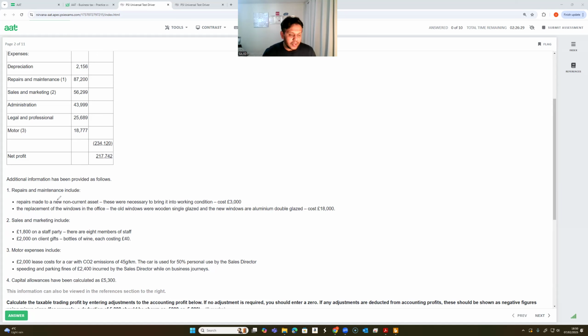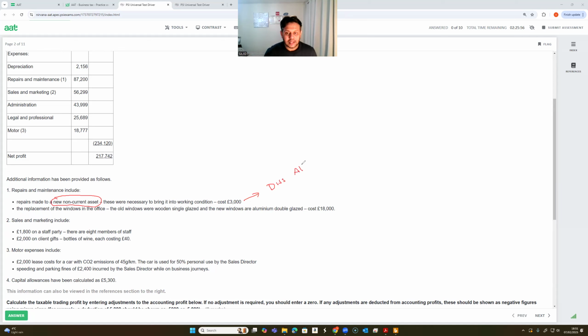If we made a repair to the new non-current asset or the new fixed asset, remember that it will not be considered because it is a new asset. We have to add back this cost because the new asset is something that is not used before, and we don't need a repair to the new asset. So it will be treated as a capital expenditure. So this were necessary to bring it working condition of 3,000. So this one is a disallowable expenditure.